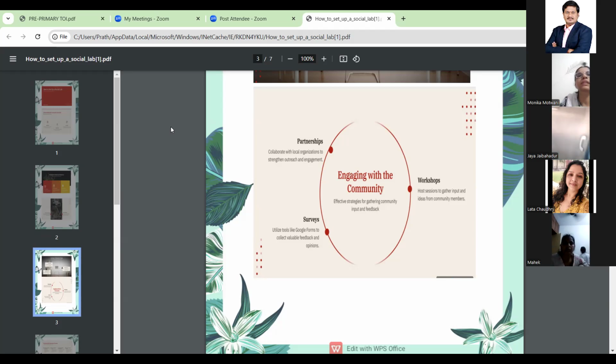Workshops also play an important role. Where social labs are working, a layman or general person cannot work that way. But sometimes the workshop hosts sessions together, gathering input and ideas from community members, and they also give a very good review to work upon. So the next slide, please.